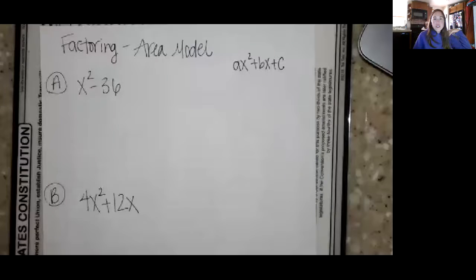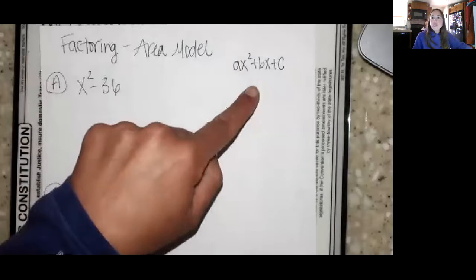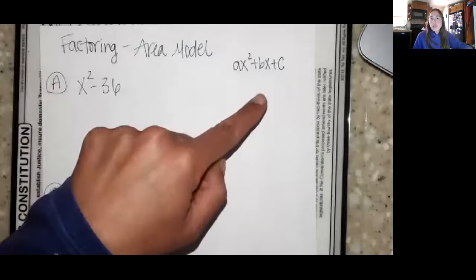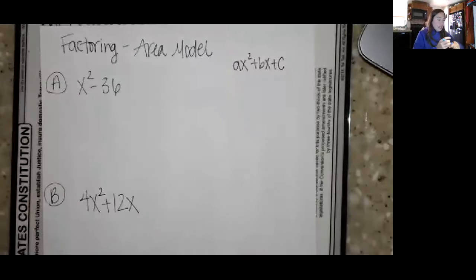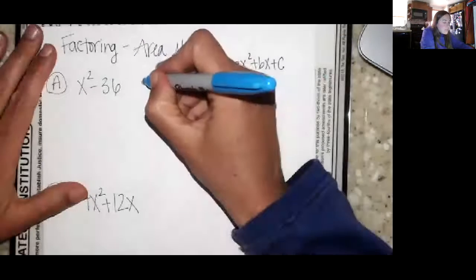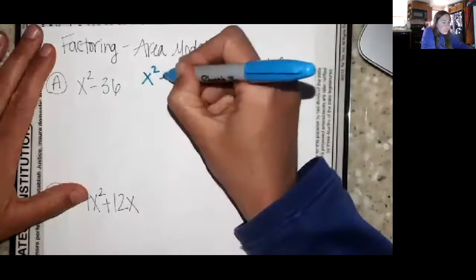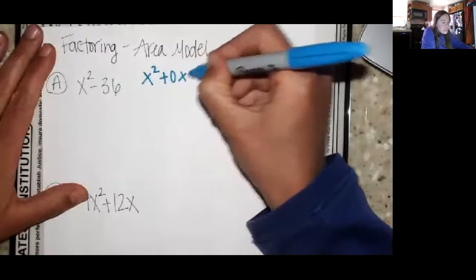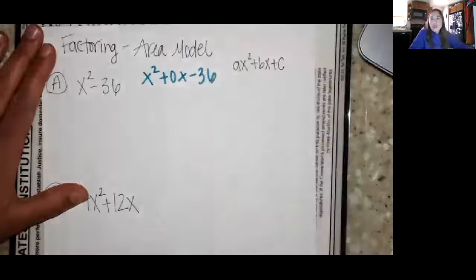All right, the first example is the problem of the quadratic in general form that's missing the bx term. So it says x squared minus 36. And then in B, this is the one where the c term is missing, 4x squared plus 12x. So here's the general form, just in case you don't remember what that looks like, and we are going to be factoring. So I'm going to rewrite A that looks like this. x squared plus 0x minus 36. That's really what it's asking you to do.